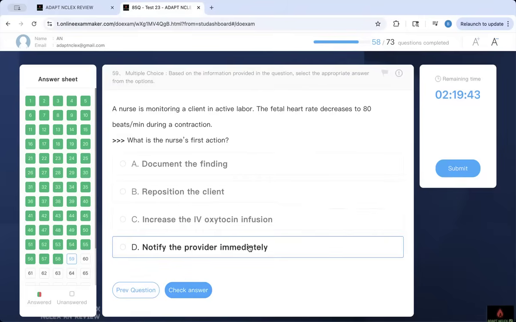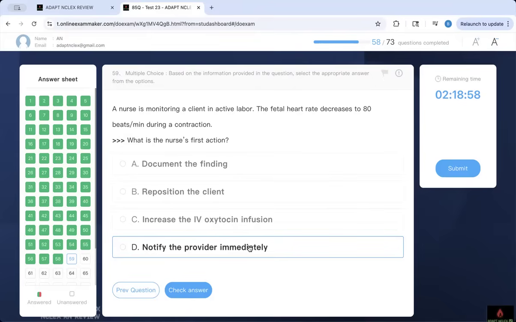Next, monitoring a client in active labor. The fetal heart rate decreases to 80, deceleration during contraction. What is the next first action? Document the finding, reposition the client, increase the Pitocin, or notify the healthcare provider immediately. What do you think? It's common sense. Test-taking strategy: bring your content, maternity, labor and delivery. We have deceleration. Pick your answer choice, and know the answer choice you pick, because I believe in you, because I know you know your content.